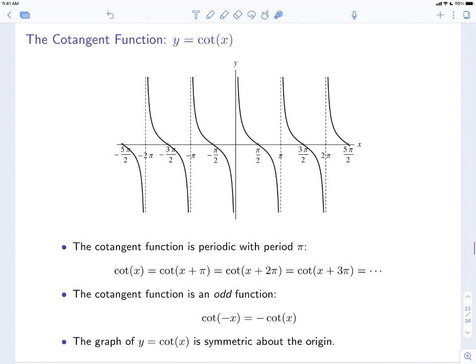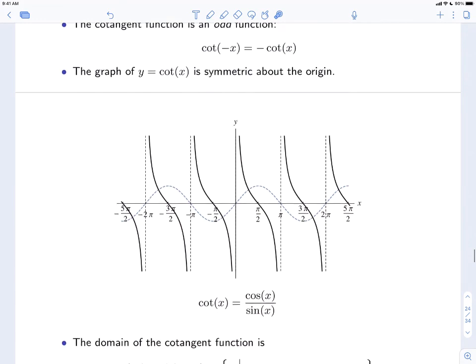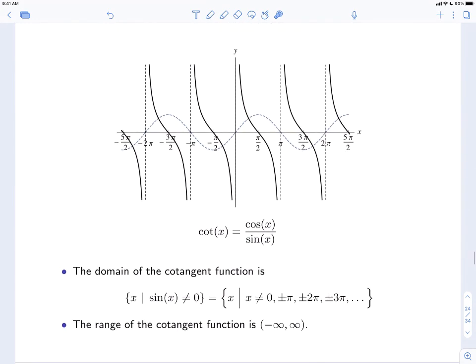We also have the cotangent function, which is 1 over tangent, and so you get all of the same kind of properties that you got with tangent. It's periodic with period pi, it's an odd function, and it's symmetric about the origin. The only difference is, since this is 1 over tangent, that's cosine over sine, now the domain is the set of all x's such that sine of x is not equal to 0.